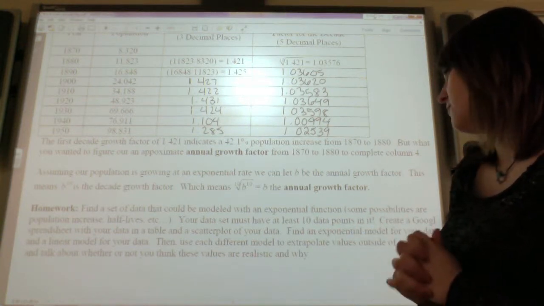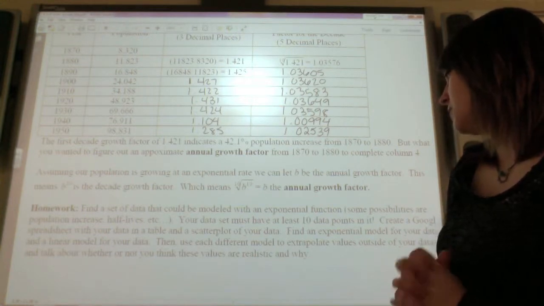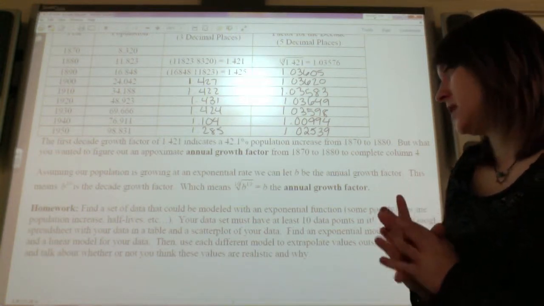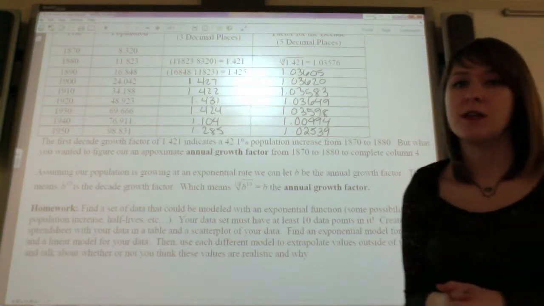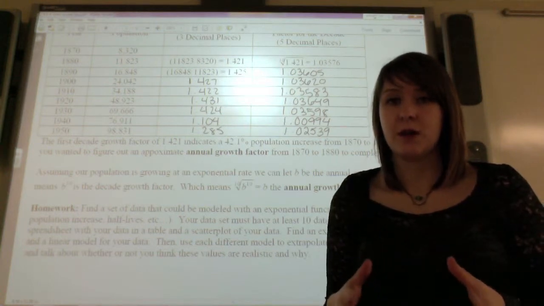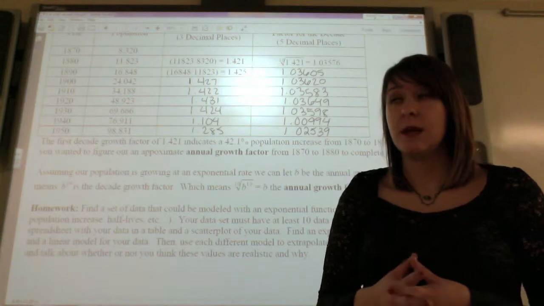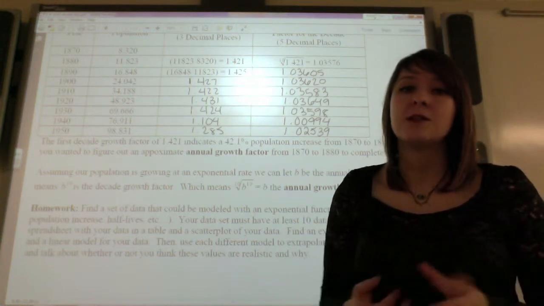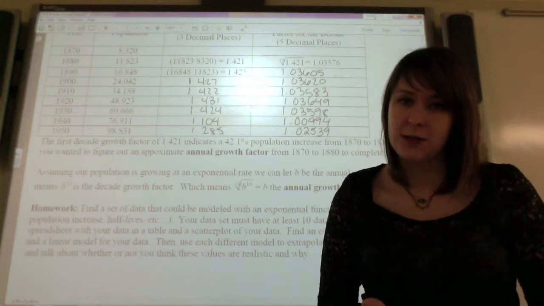Find an exponential model for your data and a linear model for your data. Then use each different model to extrapolate values outside of your data set and talk about whether or not you think these values are realistic and why. So remember that extrapolate means that we're talking about values that are not within our given range, meaning that they might be something that doesn't actually make sense. So we need to talk about whether it actually makes sense for the set of data that you're using.